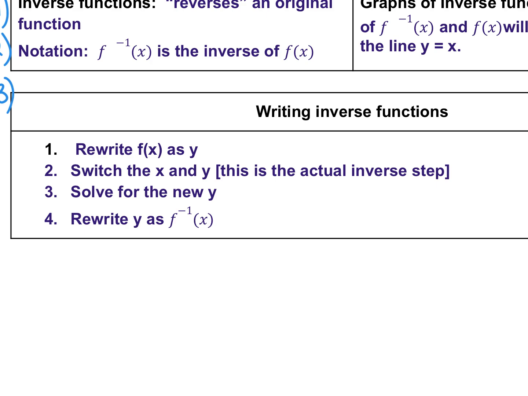The first thing we want to do, we want to rewrite f of x as y. And we already know that those are the same thing. So that's nothing new, okay? The second step is going to be the most important step. That's where we actually take the inverse. We switch x and y. We don't change anything else, okay? We just switch their position. Then after that, we're solving for the new y, and we're replacing it with the new notation, okay?